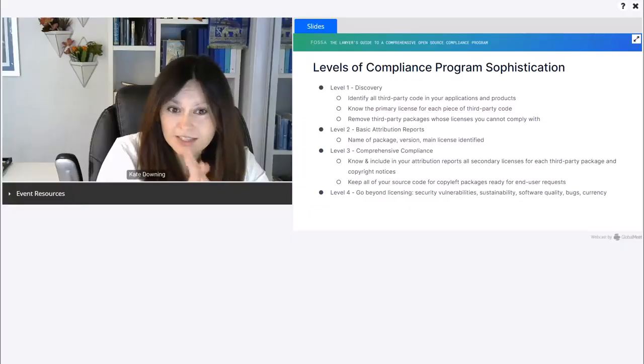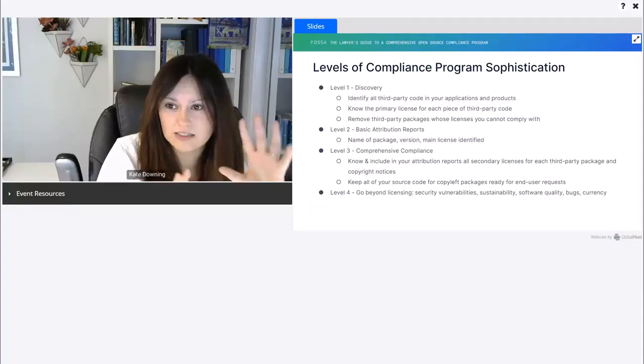And this is a great place to be. If you're a really small company and you don't have a lot of resources, just being here is great. Being at level 2 compliance is usually what investors are looking at.